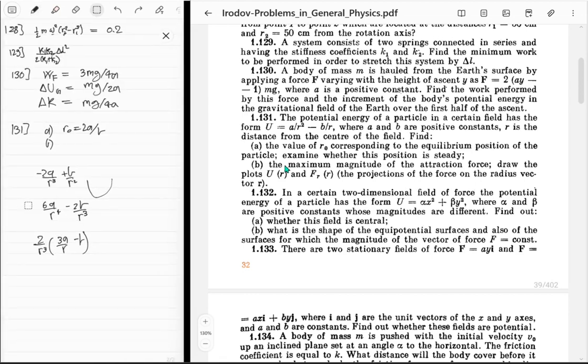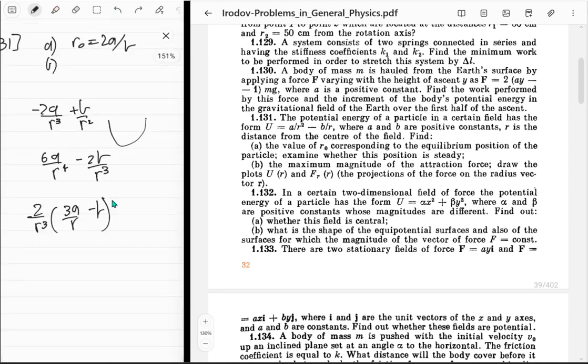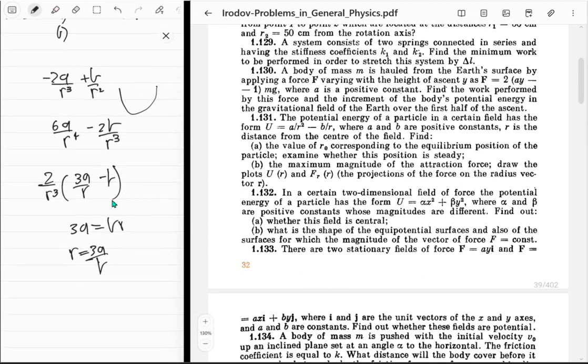Since you figured out the derivative, your force is basically also that. And what do we want? We want the maximum magnitude of the attraction force, so the maximum magnitude of this quantity. Well, we already got the second derivative, right? When is this going to be 0? It will be 0 when 3A is equal to B r, so r is equal to 3A upon B. Whenever that happens, you will have a maxima or minima, and I guess it's going to be a maximum.